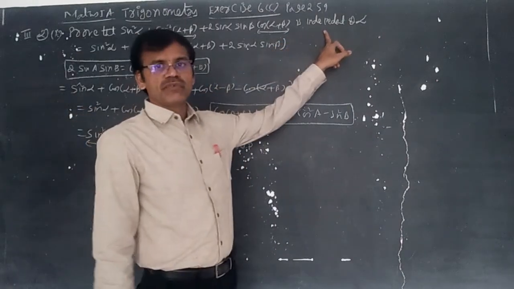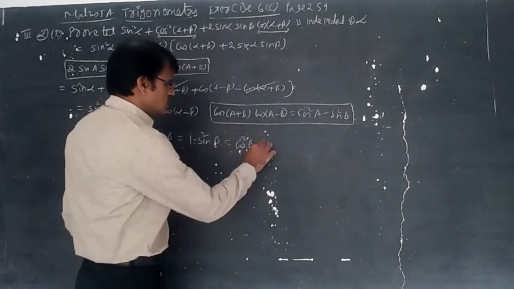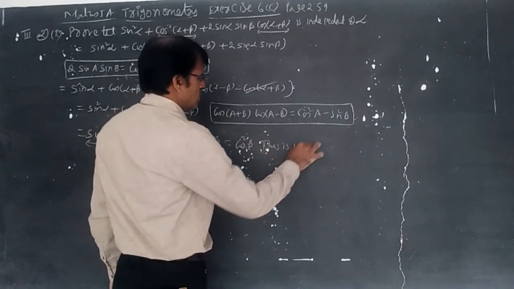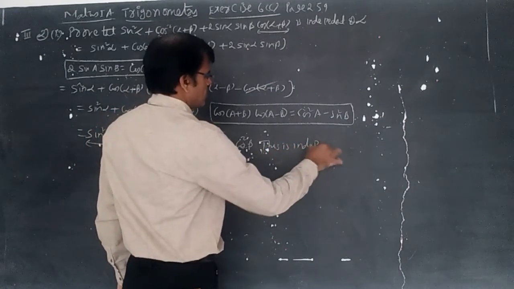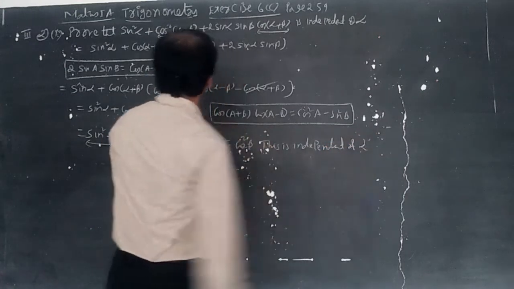We did not get alpha. So we can say that this is independent of alpha. This is independent of alpha.